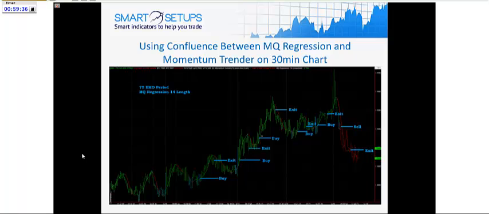Green and green, buy. Red and green, cover.